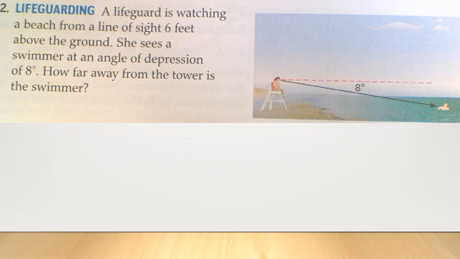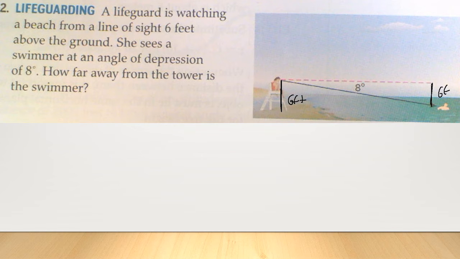So we have this situation here where a lifeguard is watching a beach. It says that the line of sight is 6 feet above ground. So that means that from the ground to the lifeguard, so from here to here, is 6 feet. And by converse, from here to here is also 6 feet, right? Because that's from ground to lifeguard's eye level. This is from ground to lifeguard's eye level. So these are both 6 feet, kind of like a big rectangle.